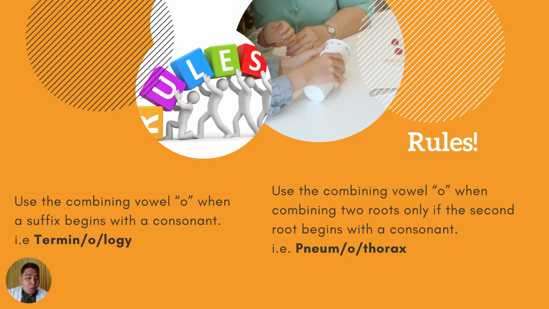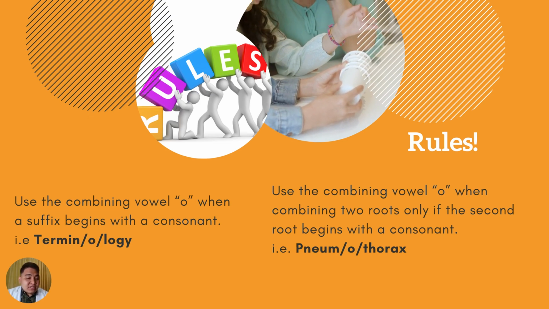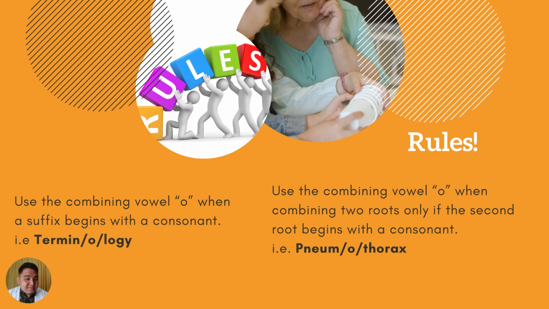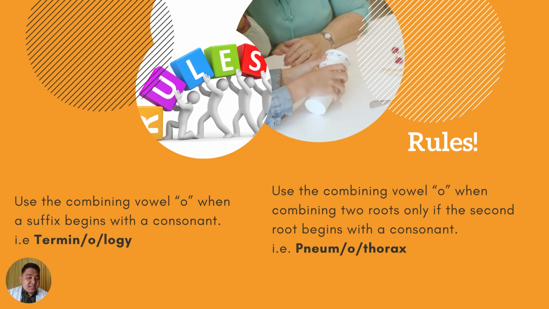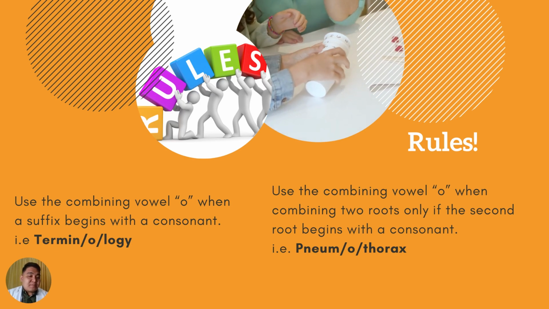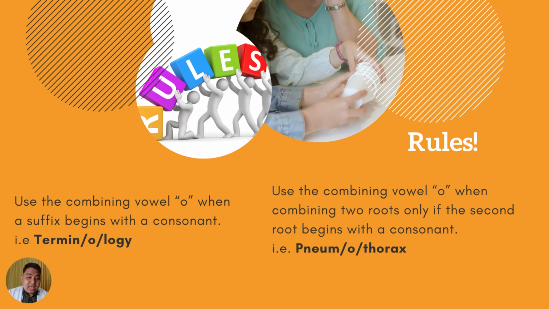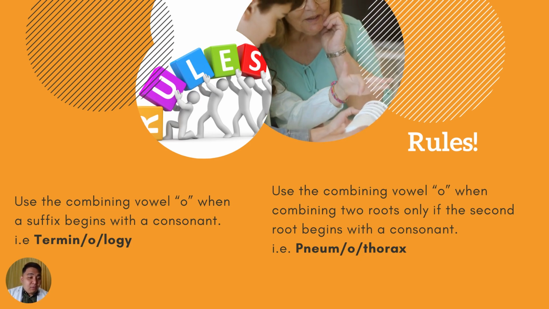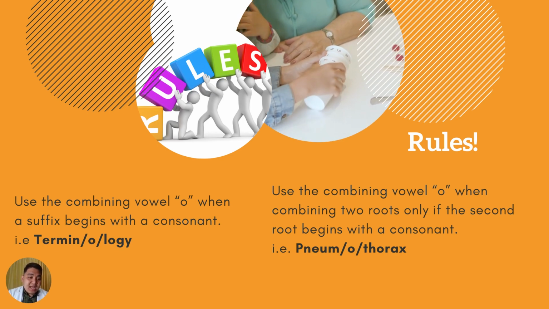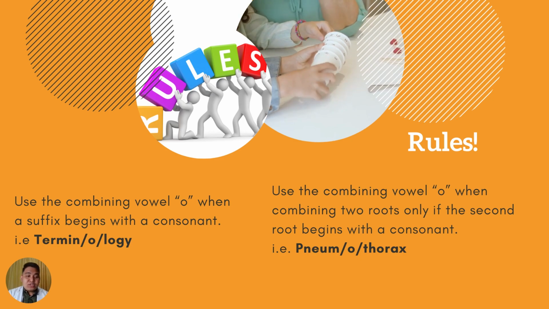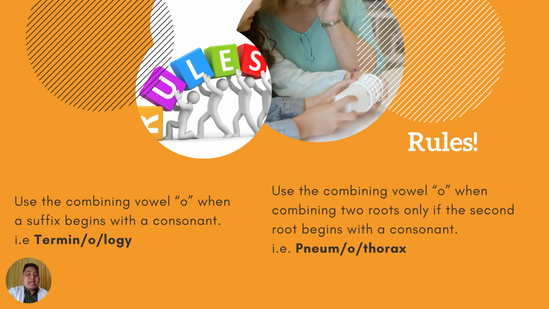Next, use the combining vowel O when a suffix begins with a consonant. If a suffix begins with a consonant, use the vowel O. From the word terminology, the suffix in this term is logy. Logy starts with a consonant, so use a combining vowel O to combine with term. That is a good, concrete example.